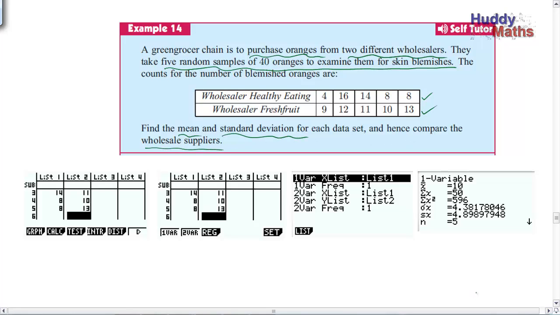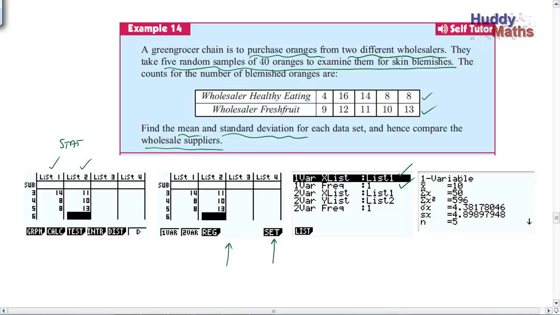Okay, so you'll put the first one in list 1, second one in list 2. This is in stat mode on the Casio. Okay, if you hit execute, you get this window. So you've got to set it up, and you can only set up one at a time. So let's do wholesaler 1 first. So it comes up list 1, make sure the frequency is 1. It's not list 2, that's a different wholesaler.